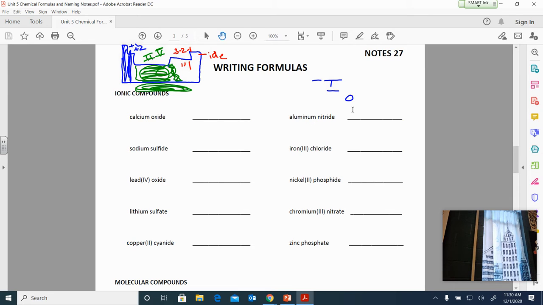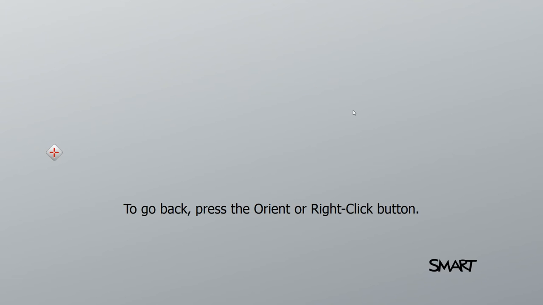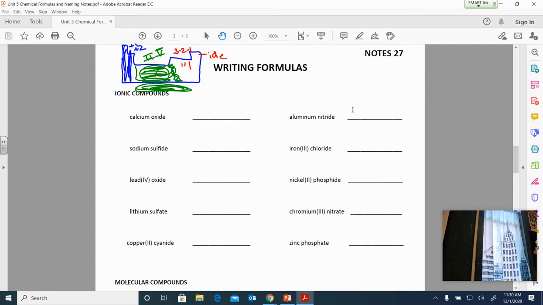Wow, this is insanely not calibrated up here. Why? It seemed fine. What in the world? I was writing perfectly fine, except for in that one spot. It was not even on the right spot. Okay, sorry, hopefully that's better. So these are all writing formulas for ionic up here. There we go, that's more right.